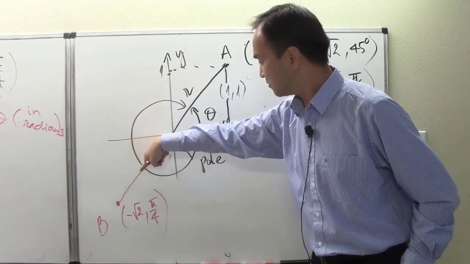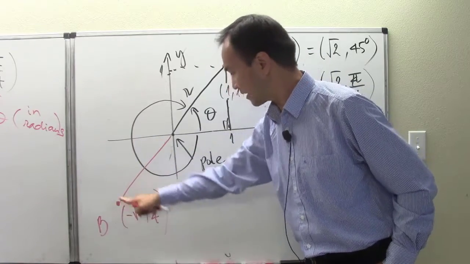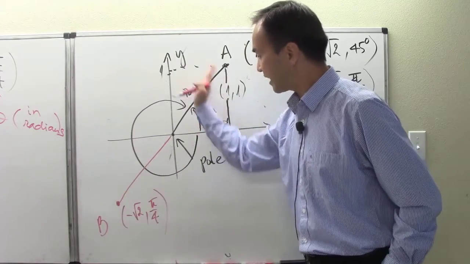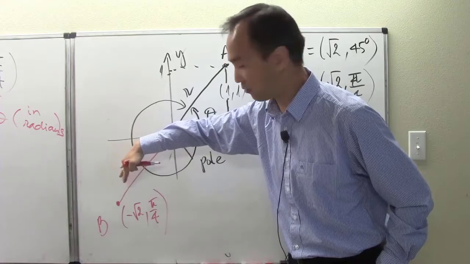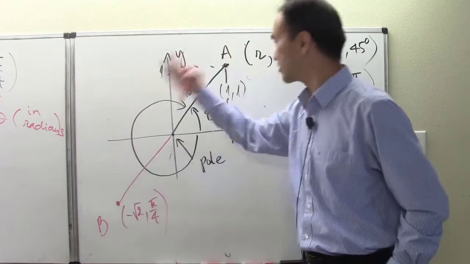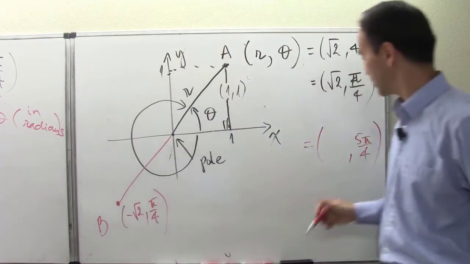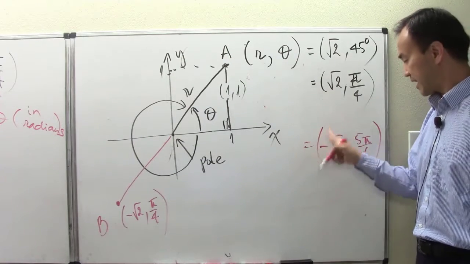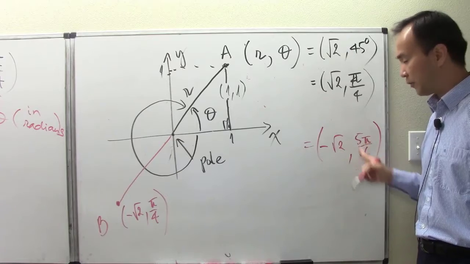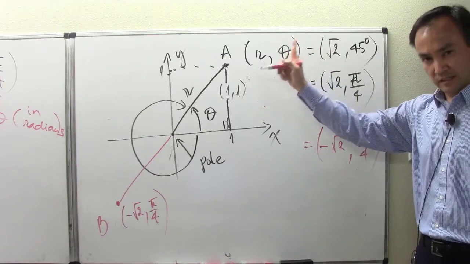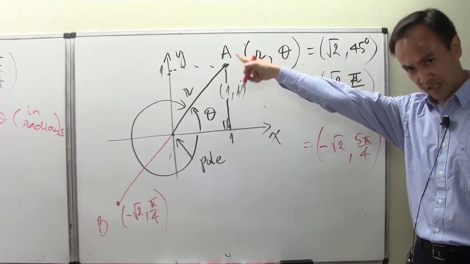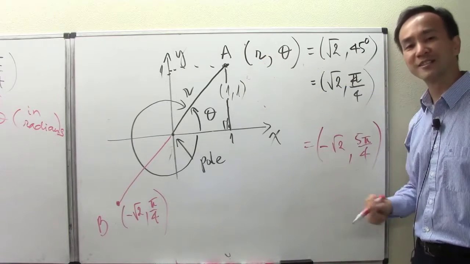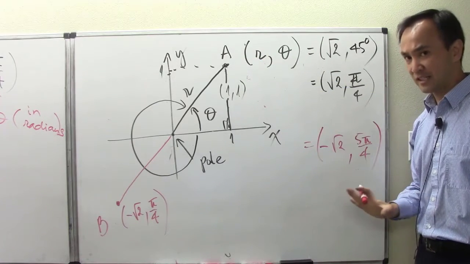But now I'm not looking at this point B. I'm looking at this, because once we're looking at that big opening angle and then the negative radius, it's going to land you back into that point A. So negative square root 2 comma 5 pi over 4 is another representation of the same point A in polar coordinates. All right, and there's still more. There's still another one.